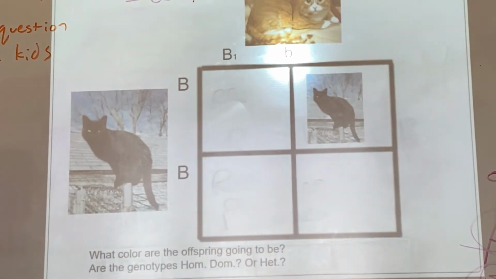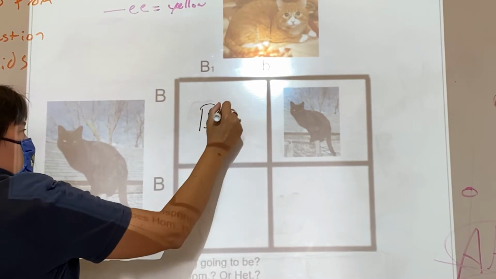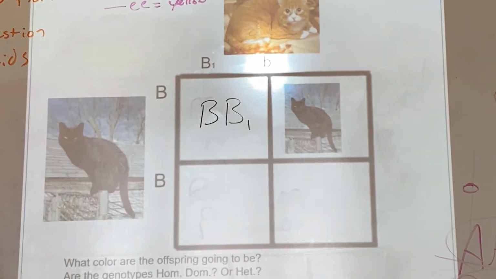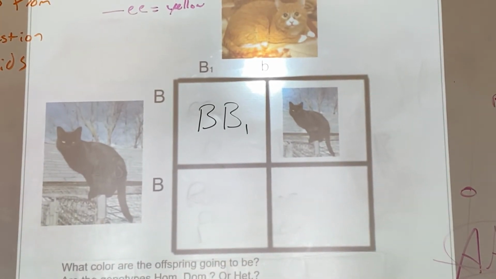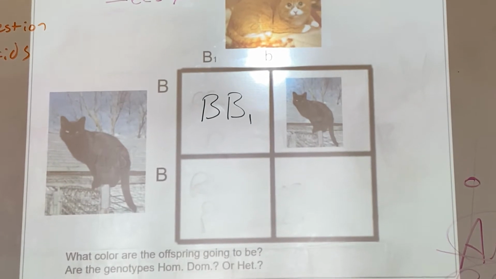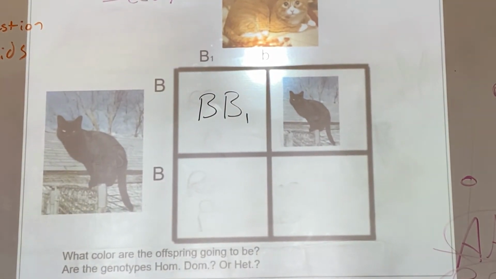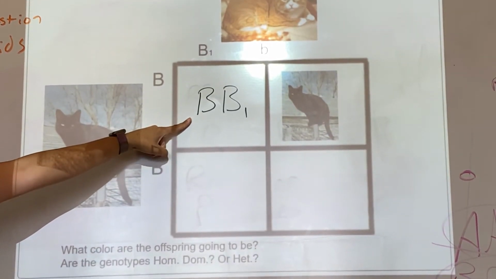Pop quiz. What does that cat look like? Orange. Black and orange. Is that homozygous or heterozygous?